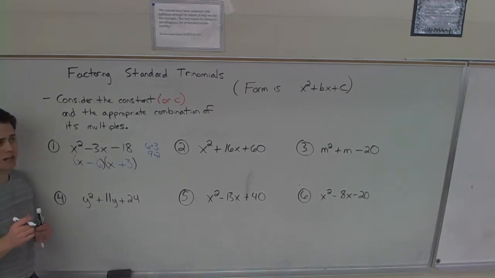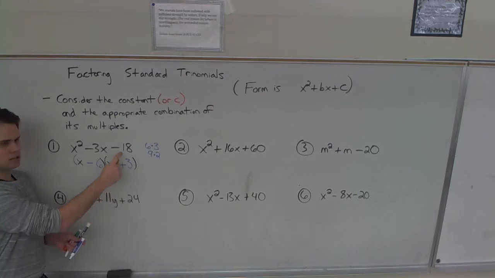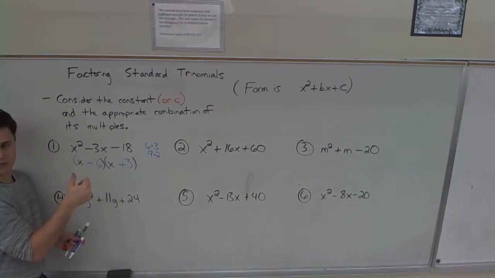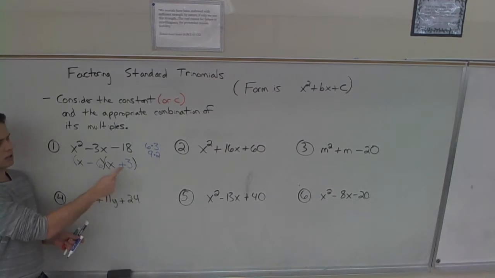The key is checking on these. So negative 6 times 3, is that negative 18? Yes. Negative 6 plus 3, or 3 minus 6, is that going to be negative 3? Yes, so that's the right combination.